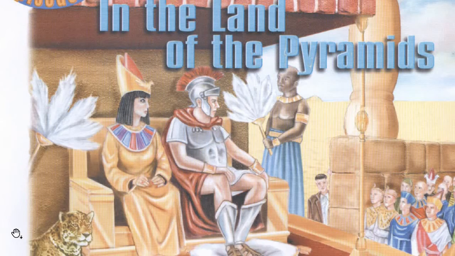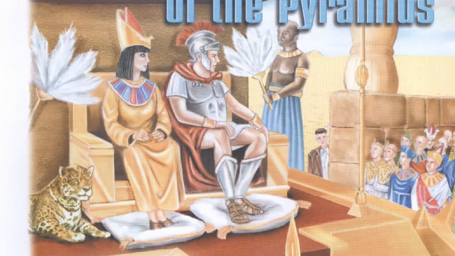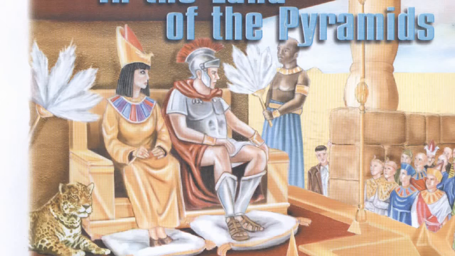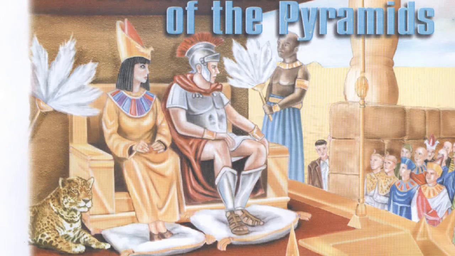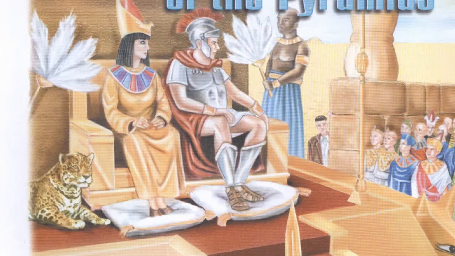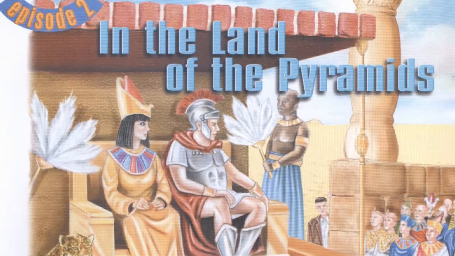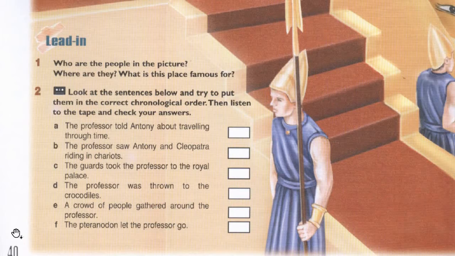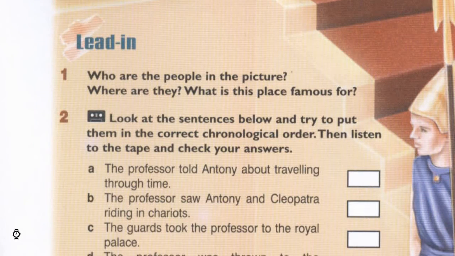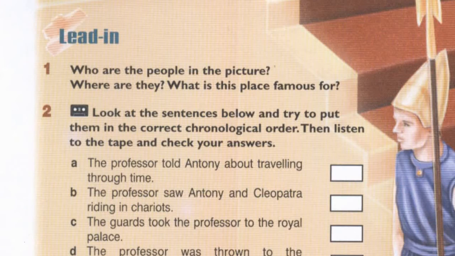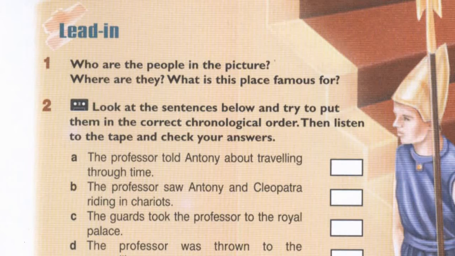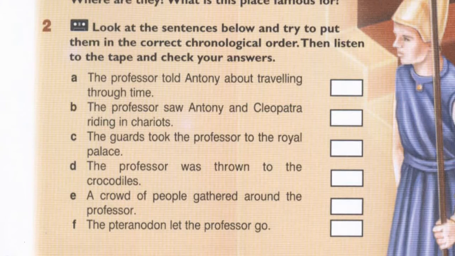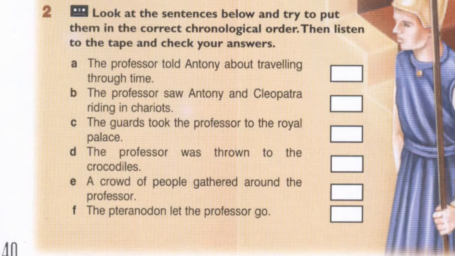And probably the people who sit there, you can see the woman is a queen with a golden dress, and the other one probably is a companion, not a king. Okay, let's go to exercise number 2. In exercise number 2, you're supposed to look at the sentences below. You are presented with a number of sentences from A to F.